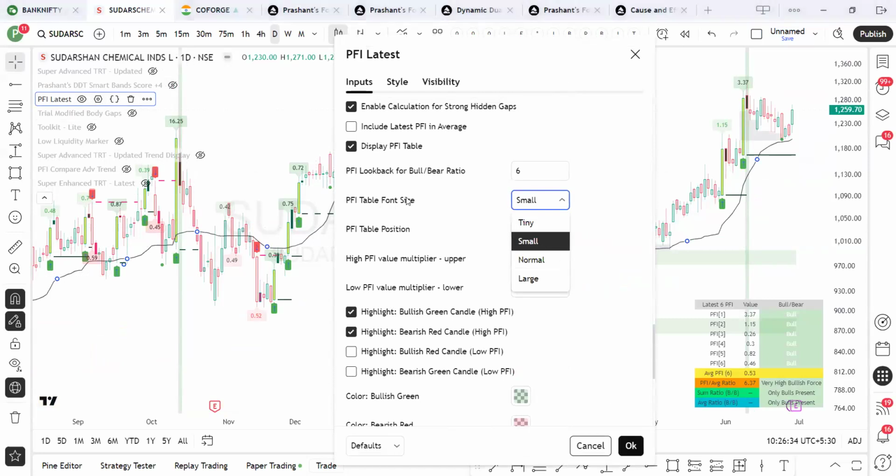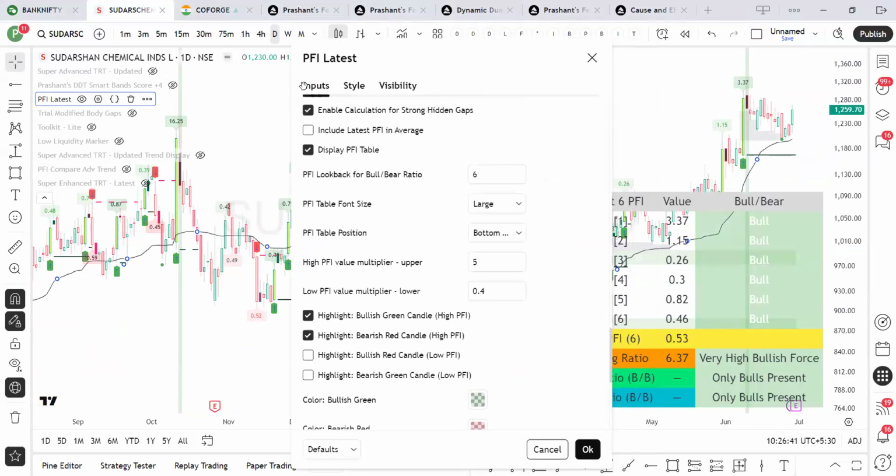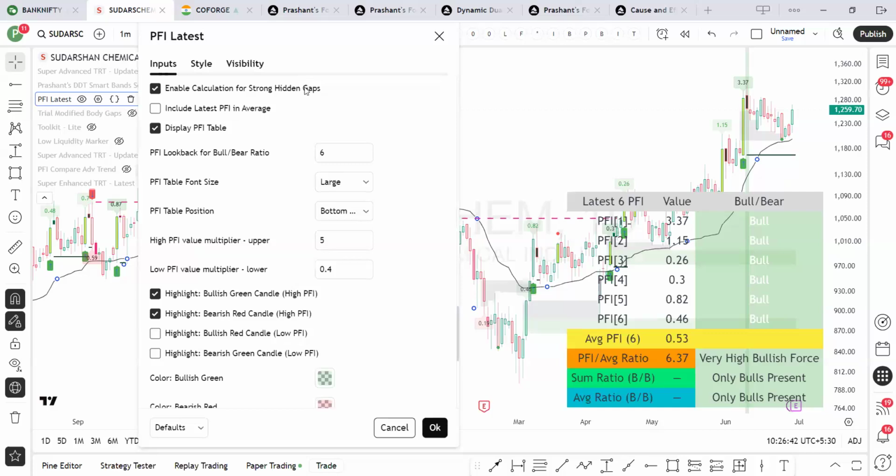Yeah. Okay. So you can change the size from here. If it is large, it will occupy a lot of area. Yes. You can make it small or tiny.